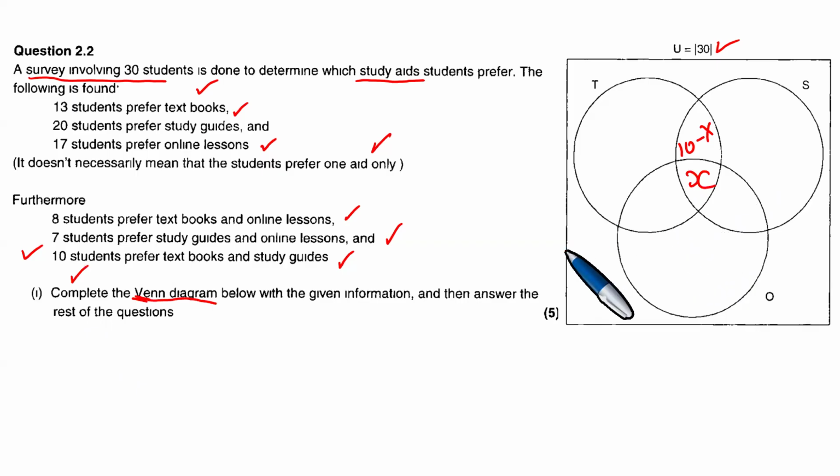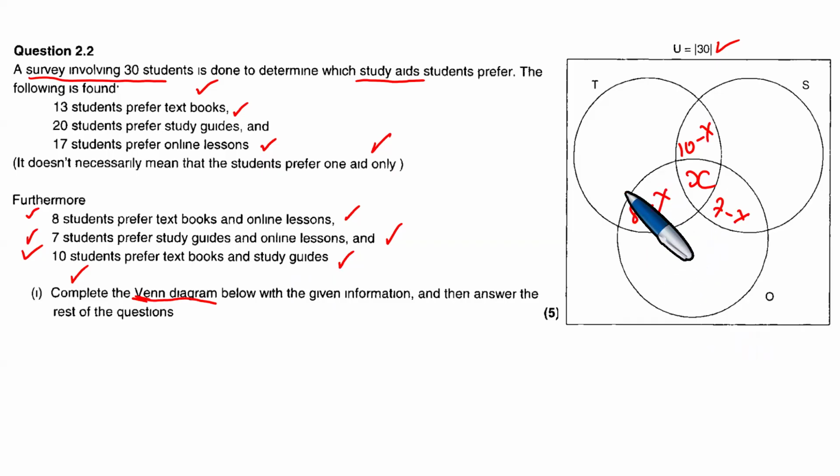Next, as we do the Venn diagram, we continue. There are 7 students who prefer study guides and online lessons. Study guides and online lessons are 7, so here we would have 7 minus X also. And 8 students prefer textbooks and online lessons, so you have 8 minus X.